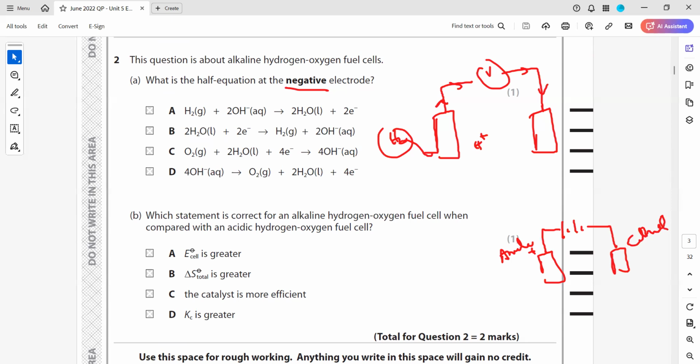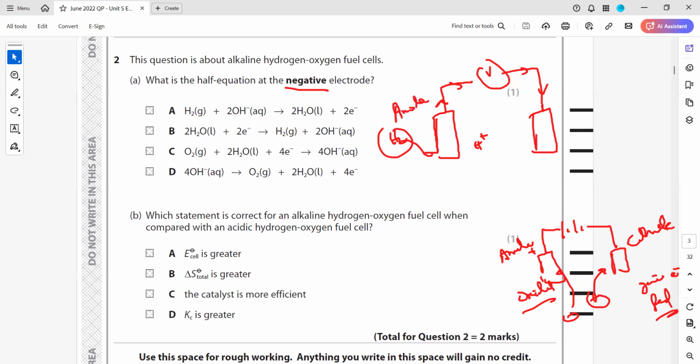So always the positive ions will move towards the cathode and they will gain electrons. Gaining electrons means reduction happens at the cathode. And at the anode, the negative ion will move there and will lose electrons, so oxidation happens at the anode. So here, what happened is hydrogen is losing electrons. If hydrogen is losing electrons, which electrode is this?